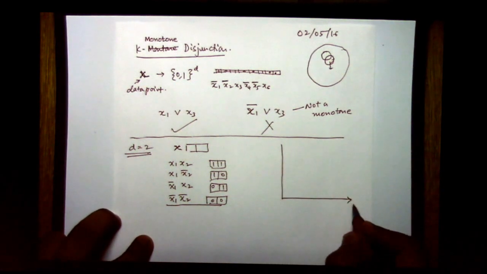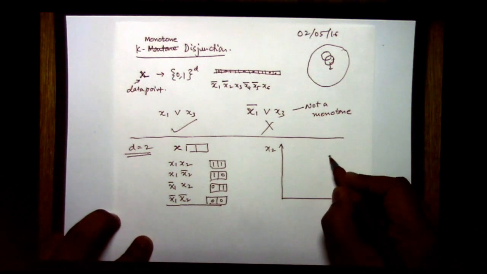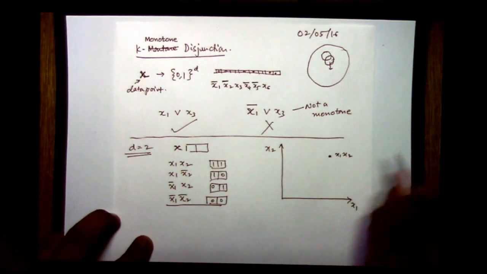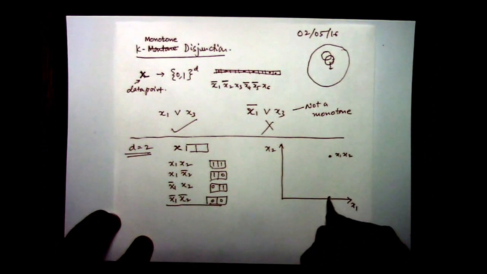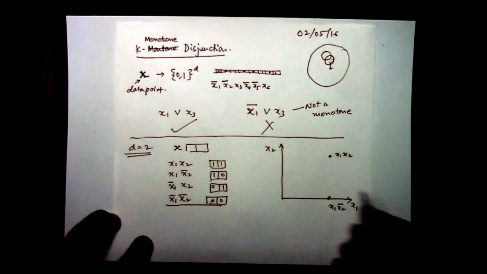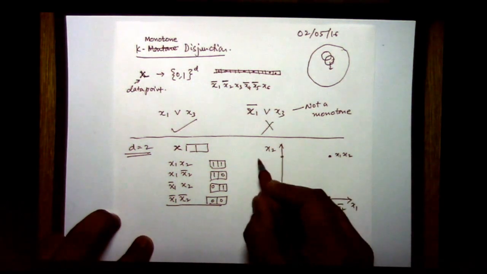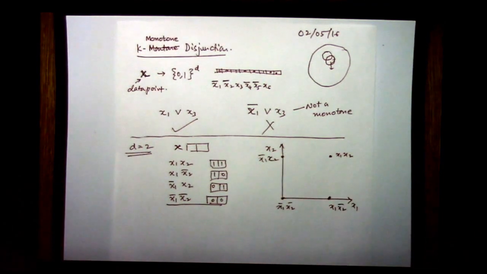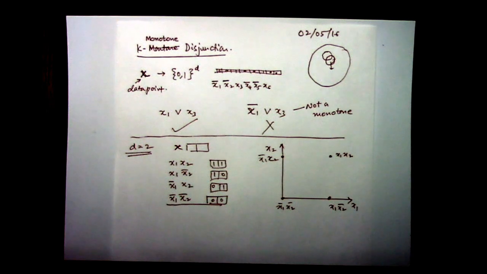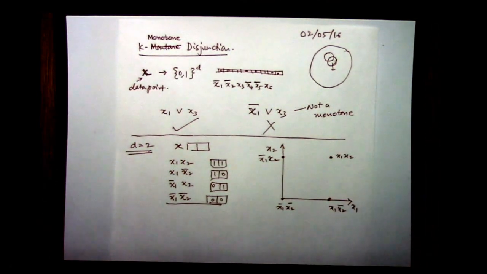So let's say this is x1 and this is x2. This point will be right here. This point, x1 is 1 and x2 is 0. This will be right here. This is x1 bar, x2 bar, and this one is x1 bar, x2. So you can put your data in this 2-dimensional space. If your data is 3-dimensional, then you have to put it in 3-dimensional space, and so on. Just to make it easy to draw, I'm going to deal with 2-dimensional data right now.